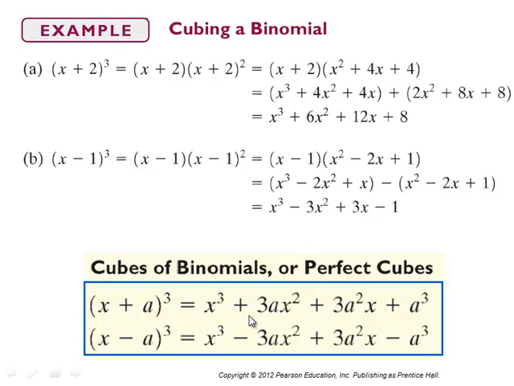Now here is the pattern for cubes. If you have x plus a cubed, then x cubed plus 3a x squared plus 3a squared x plus a cubed is going to be the result. And likewise for the x minus a cubed, but you'll have alternating signs.